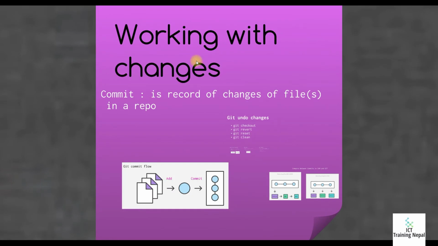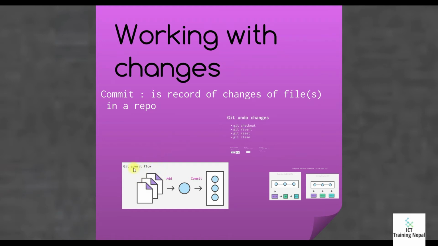What happens if you change some of the files? First git init, and then working with changes. I will demonstrate and show you in my code also, so don't worry about that. Let's go here. A commit is a record of changes of files in a repo. For undoing changes in Git, we have git checkout, git revert, git reset, and git clean.